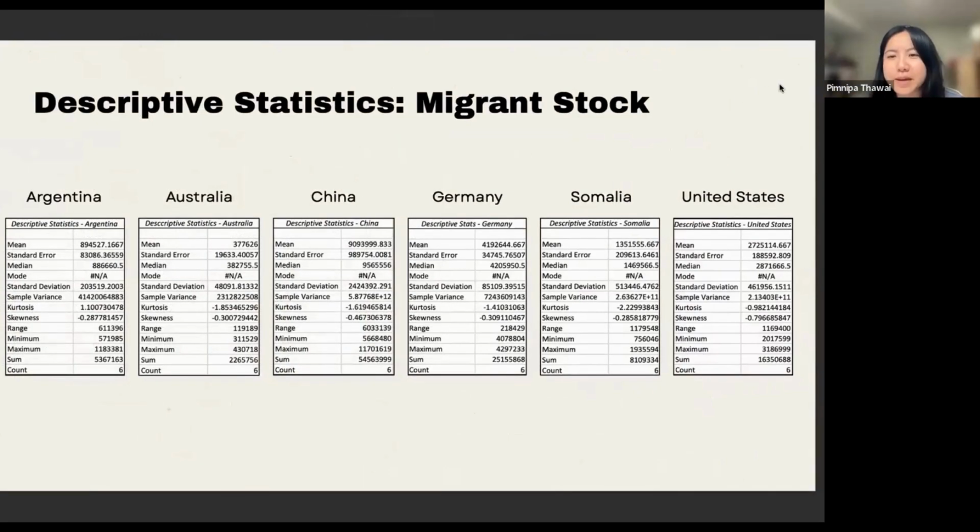Okay, let's explore my migrant stock statistic for Argentina, Australia, China, Germany, Somalia, and the United States. From the descriptive statistic of migrant stock from 2000 to 2024, China has the highest central tendency, followed by Germany and the US. In contrast, Somalia, Argentina, and Australia show the lower central tendencies in migrant stock. These statistics show the current state of migration and also help connect to issues like CO2 emissions.